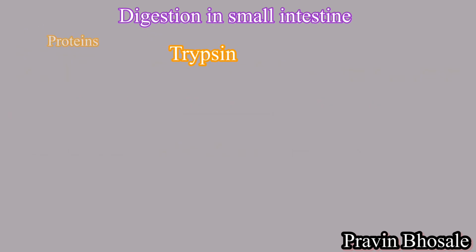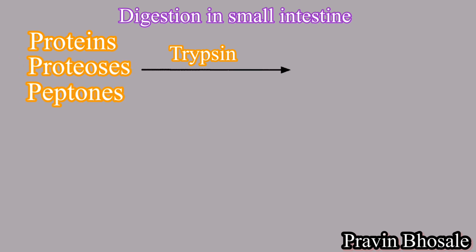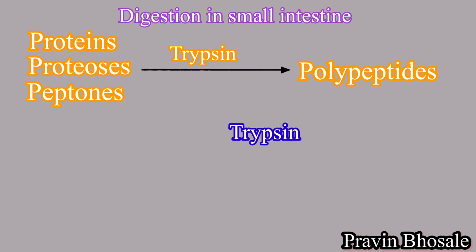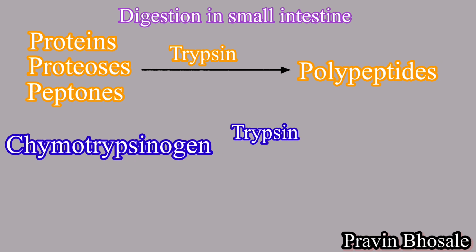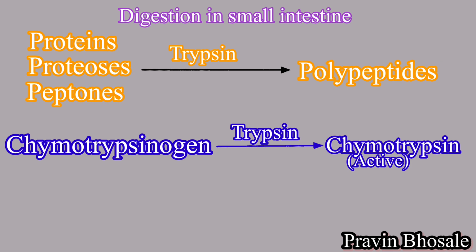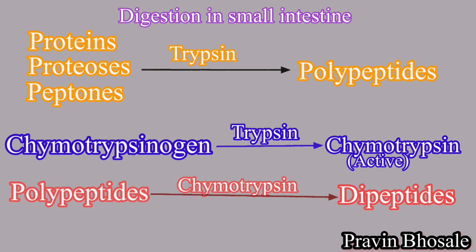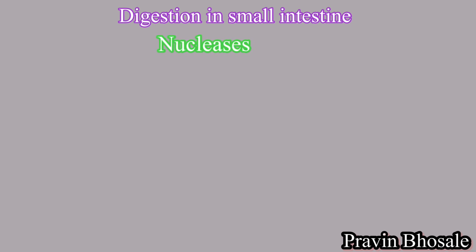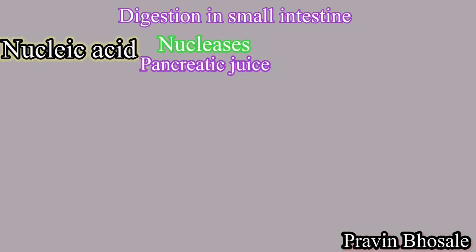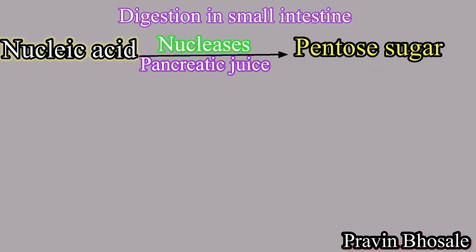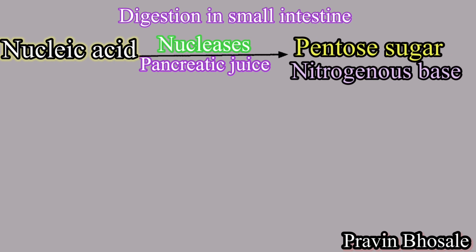Trypsin converts proteins as well as proteoses and peptones to polypeptides. It also converts chymotrypsinogen to active chymotrypsin. And chymotrypsin converts polypeptides to dipeptides. Nucleases present in pancreatic juice help in digestion of nucleic acid to pentose sugar and nitrogenous base.